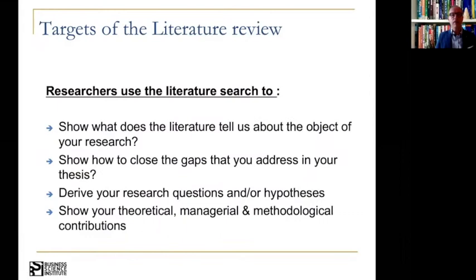So let's see some examples about how to do a literature review. Researchers use the literature to show what the literature tells us about the object of the research, to show how to close the gaps that the researcher addresses in the thesis or in the research, to derive the research questions and/or hypotheses, and to show the theoretical, managerial and methodological contribution.